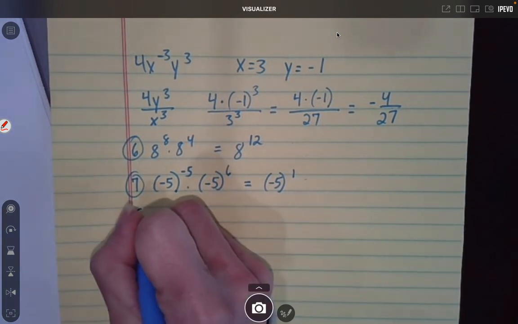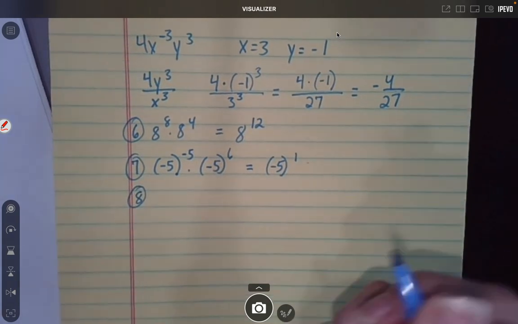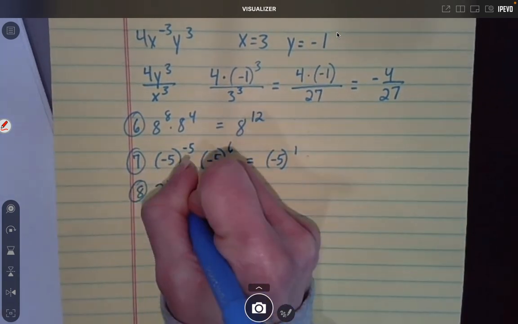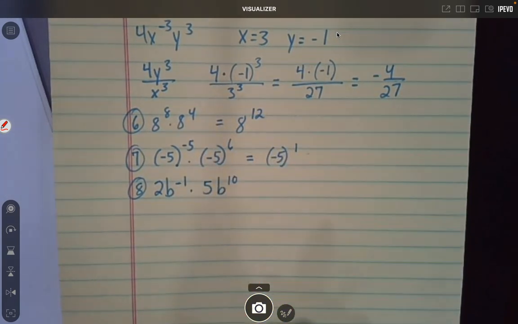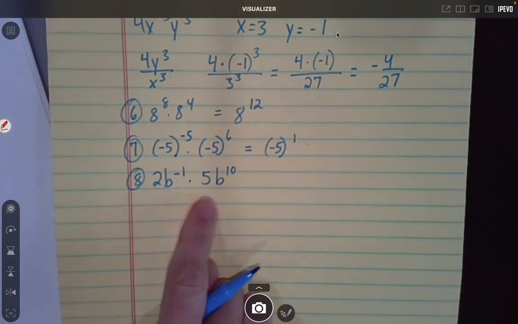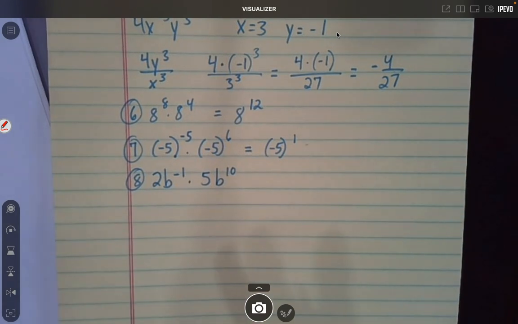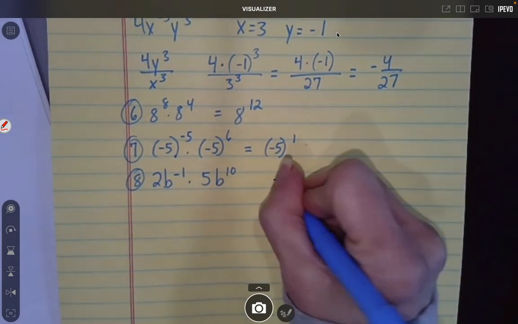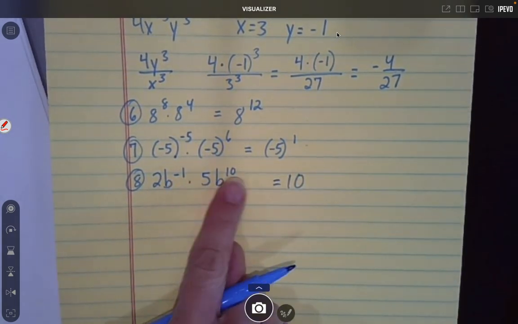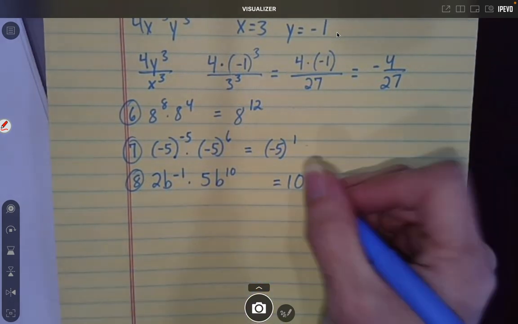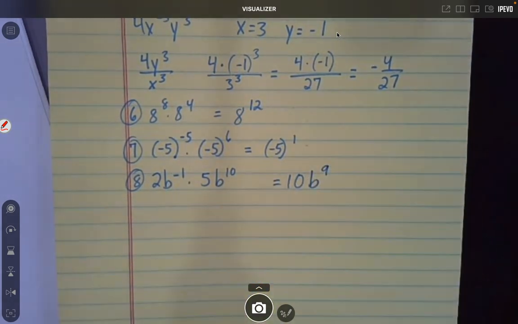Okay, number 8. I feel like we're just flying through these. 2b to the negative 1 times 5b to the 10th. So what's 2 times 5? 10. Those are just numbers out front. We call those coefficients later. So it's 10. And then I have negative 1 and 10. We add these exponents. What's negative 1 plus 10? B to the 9.